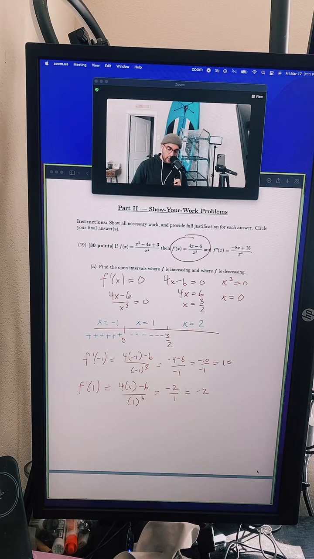And now we're going to plug in 2. 4 times 2 minus 6 over 2 cubed. That's 8 minus 6 over 8. Again, we don't necessarily care about the value, just whether it's positive or negative. So 2/8, that's going to be positive. So up on my number line, that means that to the right of 3/2, my derivative is going to be positive.